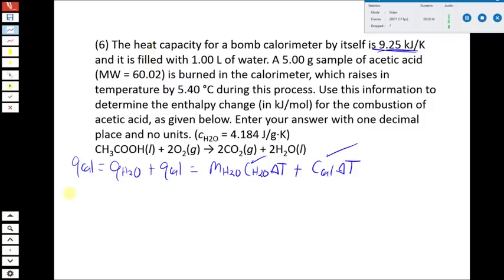So putting numbers in for this one, then the heat for the calorimeter is equal to, we have 1 liter of water, which is 1,000 milliliters or 1,000 grams. So we have 1,000 grams of water. That's our mass for water, heat capacity of water. And here we do have to be careful with units again, as always, because this is in joules per degree Celsius or gram degree Celsius. And then our delta T, we're telling you that the temperature is increasing by 5.4, so our delta T is positive 5.4 Celsius.